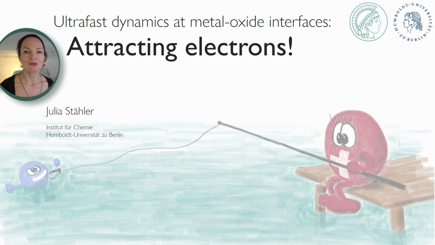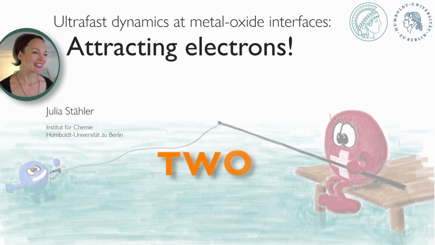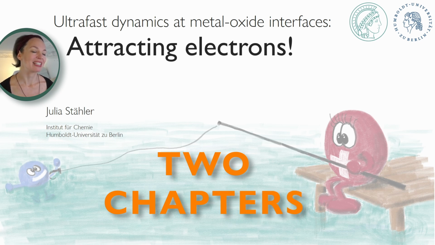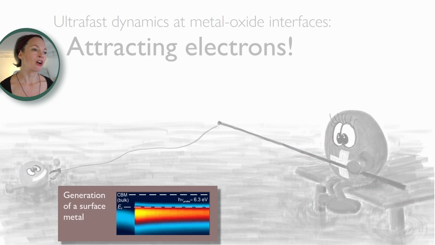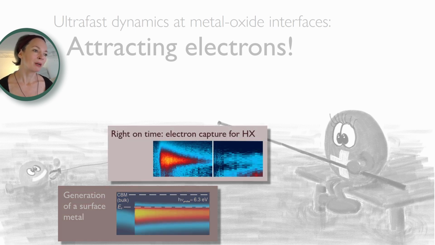We measure ultrafast dynamics at metal oxide interfaces, and attracting electrons at such interfaces is really crucial. My talk is separated into two chapters. In the first chapter I will speak about the generation of a surface metal at the zinc oxide surface by an enhancement of the electron density at this surface. And in the second part, we'll be attracting electrons to a hybrid interface, an interface of an organic semiconductor with zinc oxide.